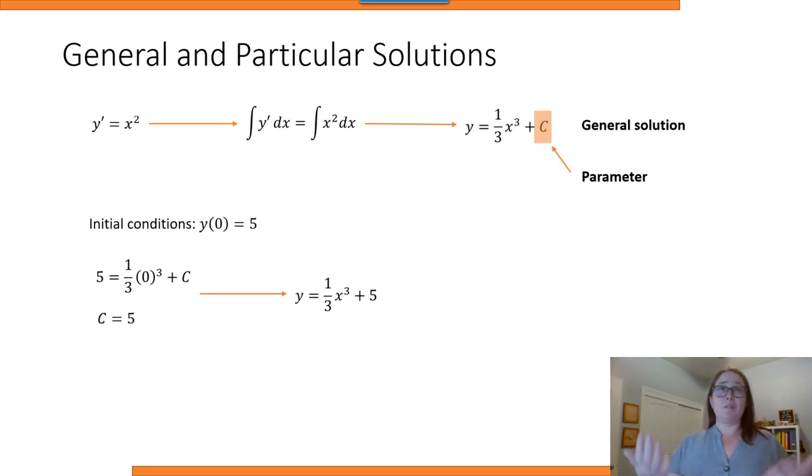As the initial conditions change, I would get a different particular solution. So this general solution, if I look at all the possible values of c, gives me a family of solutions. So there is a particular solution, and that's how you'd find it when you're given initial conditions.